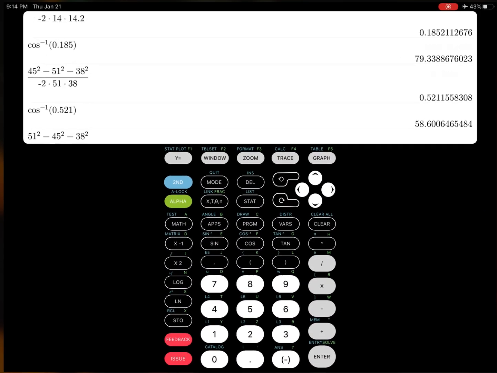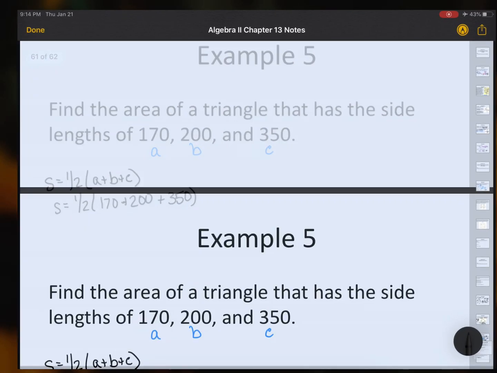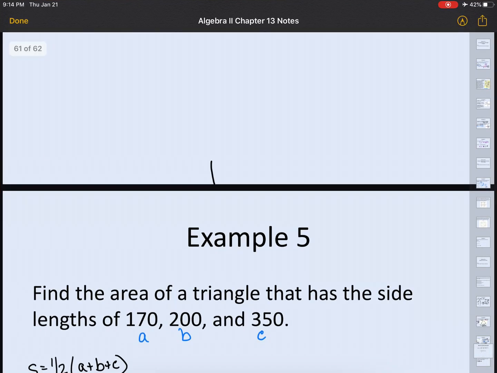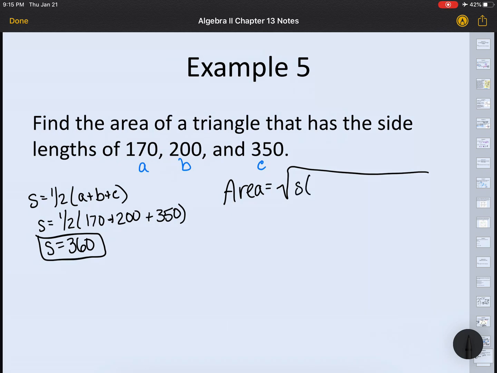So we can do that in the calculator. So 1/2, and we're adding 170, 200, and 350. And we got 360 back for that S value. Okay, so S is equal to 360. That's the important part. Now, in order to get the area, I'm plugging it into the bigger formula. So the square root of S, and then S minus A, S minus B, and then S minus side length C.